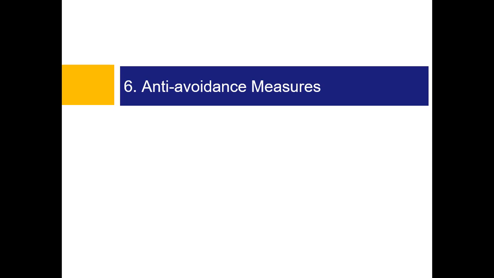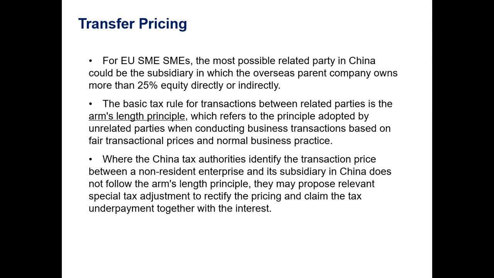Now the China tax authorities are paying more attention to anti-avoidance. They are saying the non-resident enterprises may abuse the tax treaty benefit and reduce the China tax payment here, and that's something we cannot tolerate. So that's something we should know. Basically, for anti-avoidance, we just introduce two major areas. First is the transfer pricing.